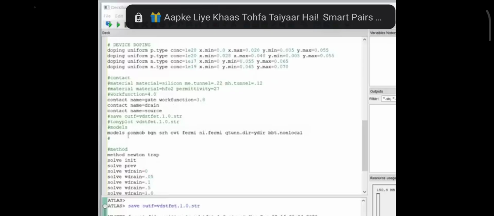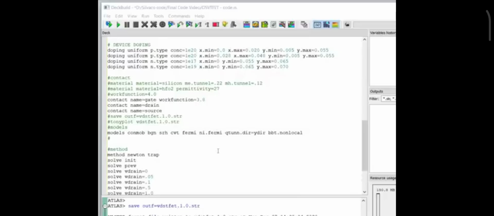Next, we are using the concentration mobility model, BGN model, SRH model, Shockley model, CVT model, Fermi model. Next is the quantum tunneling model, Y directory, BBT non-local model. After defining the model part, you have to define the method statement. We are using two method statements, Newton and trap.